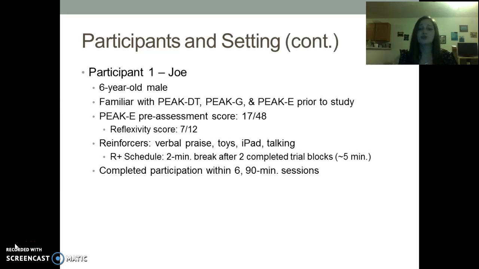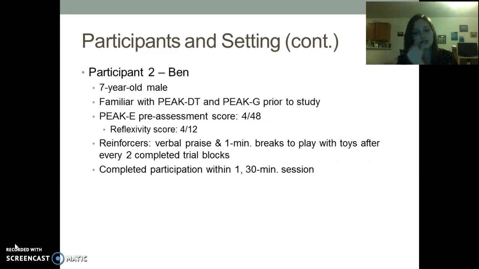For participant 1, which is Joe, he was a 6-year-old male. He was familiar with the PEAK D, T, G, and E modules prior to his study. His pre-assessment score was 17 out of 48, and his reflexivity score more specifically was 7 out of 12. The reinforcers utilized throughout the study for him were verbal praise, toys, the iPad, and just talking with his behavior therapist. His reinforcement schedule was about 2-minute breaks after completing 2 trial blocks, which was approximately every 5 minutes. He completed his participation for this study within 6 90-minute sessions.